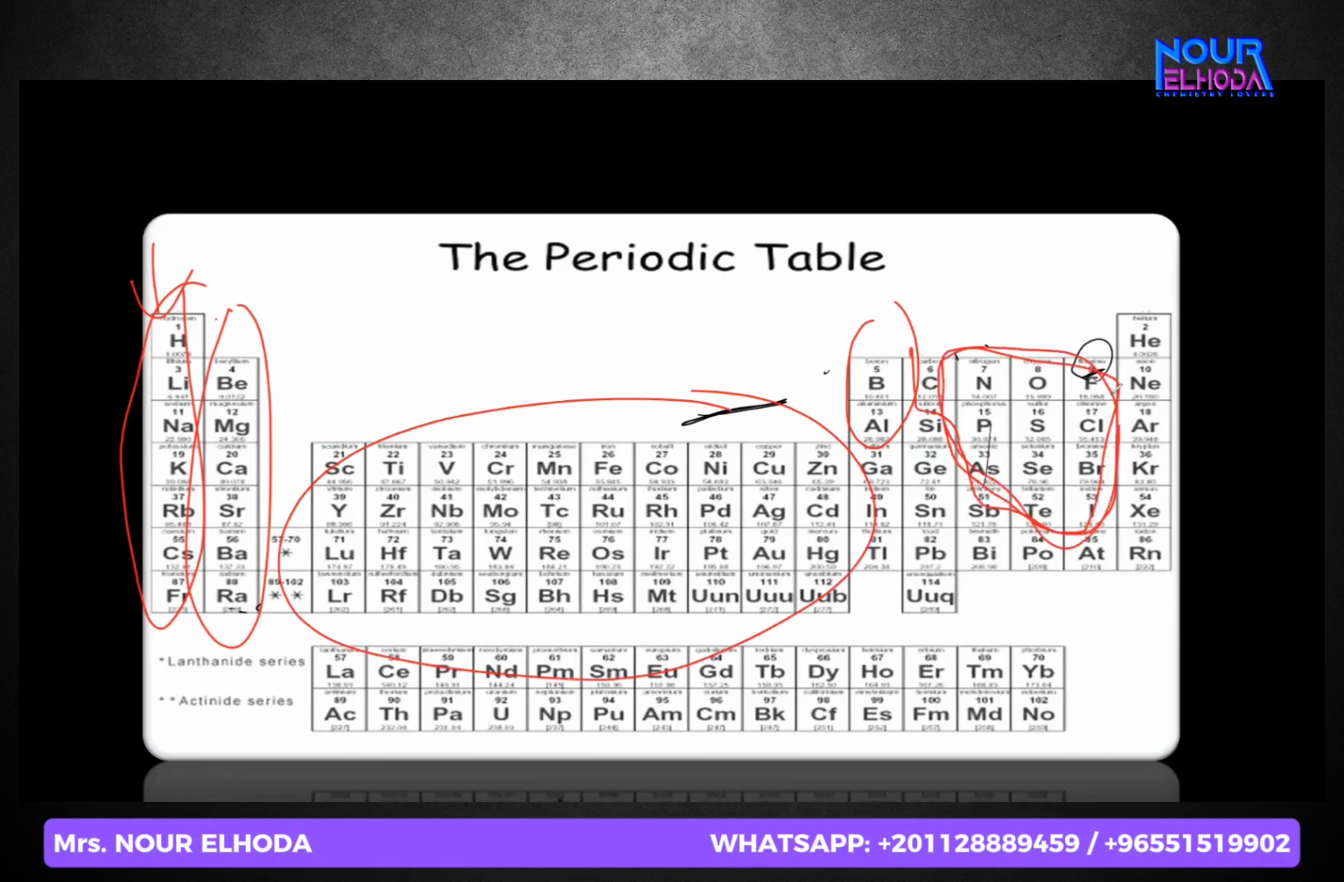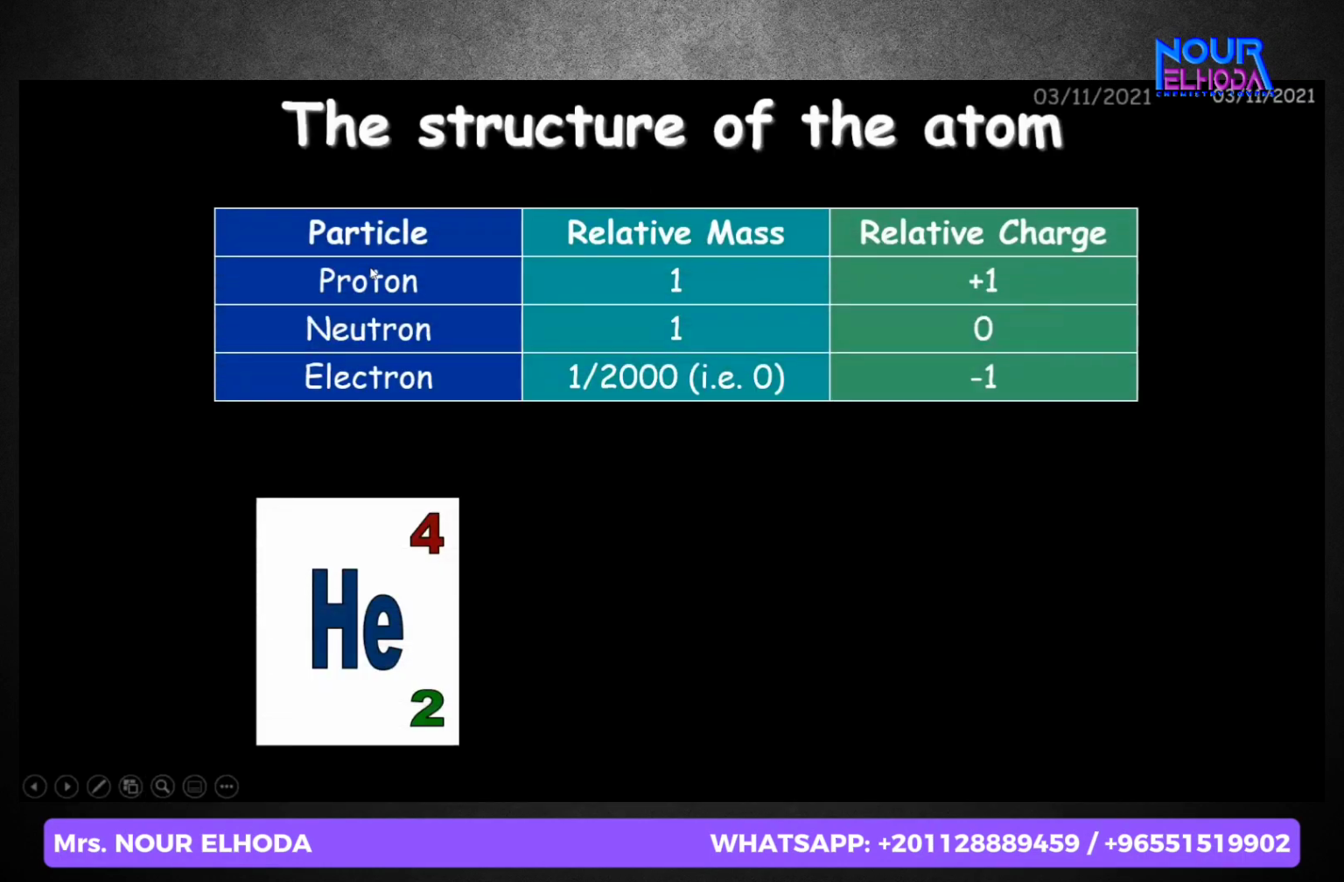Okay, because many students are asking me, Miss, how can I know if this is a metal or this is a non-metal in the periodic table? You can know it from the periodic table. Okay, this bar is very important. This table is many times in the exam. Many times you will see it in the exam.